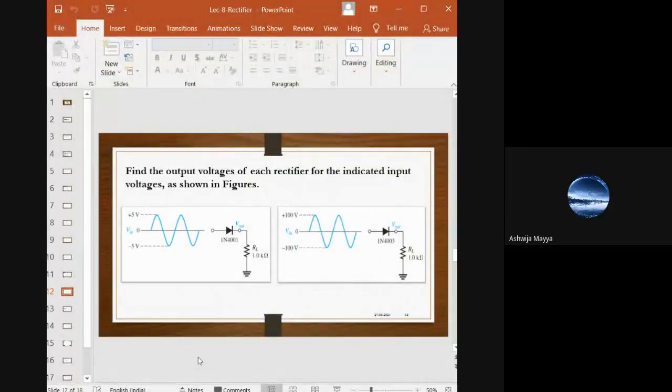Okay, I'm not getting any answers. Ma'am, the screen was not visible. Should I repeat? Oh, is it not visible? Okay, now is it visible? Yes, ma'am. Okay. Find the output voltages of each rectifier for the indicated input voltages. Oh, still there are no answers. Why so?